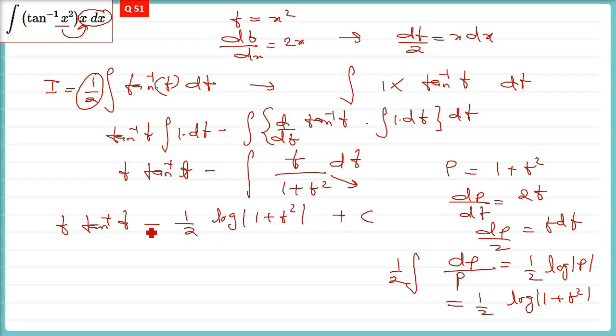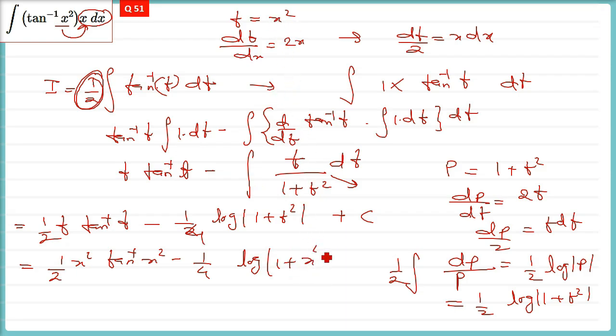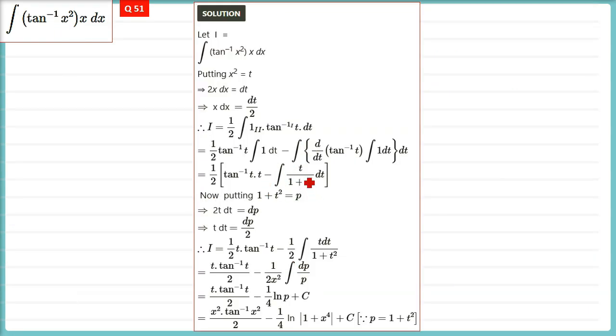The only thing remaining is that t was taken as x square earlier. Half has to be multiplied, so I am just multiplying everything by half, and then the final replacement of t as x square. So half x square tan inverse x square minus 1 by 4 log 1 plus t square, that is x square square, that is x to the power 4, plus constant of integration, and this is your final result. All right.